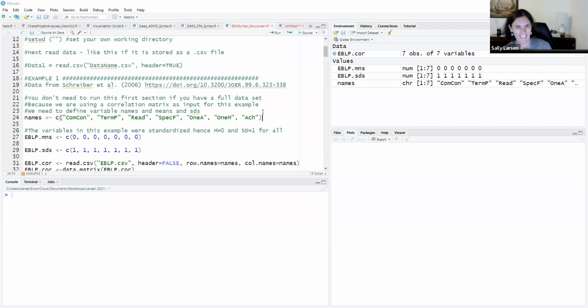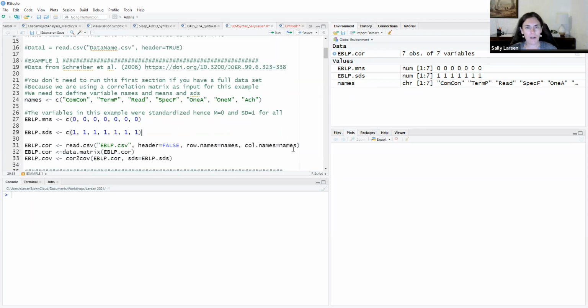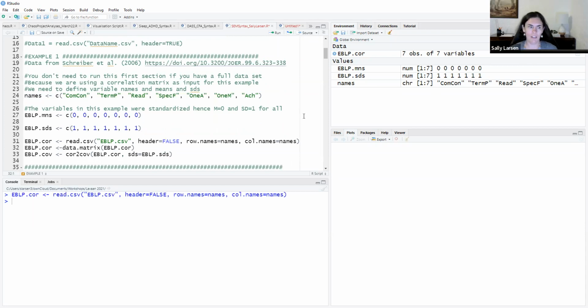Problem sorted. You've got to run every line. So that was the issue for those of you tuning in at home. I did not run this line. This line tells us what the variables are called. Now I have run it, so it says names over here. And now when I run this bit, I've already done that, but I'll do it again.